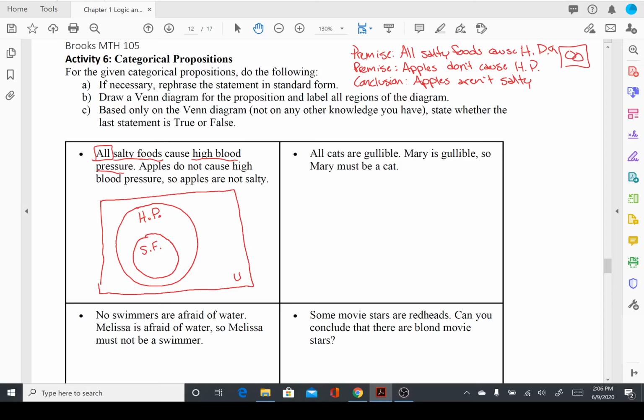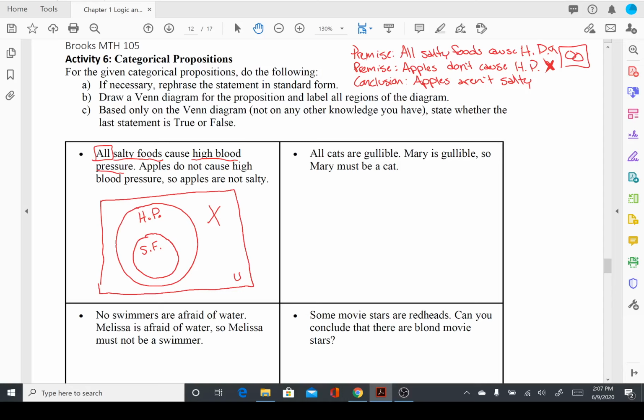Now, what you'll do with the second premise, apples do not cause high blood pressure, you're going to put an X to represent where apples fall. They do not cause high blood pressure, so they do not go into the circle of high blood pressure. They go outside of the circle.